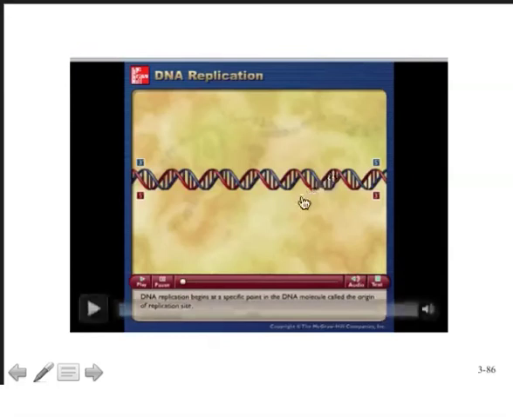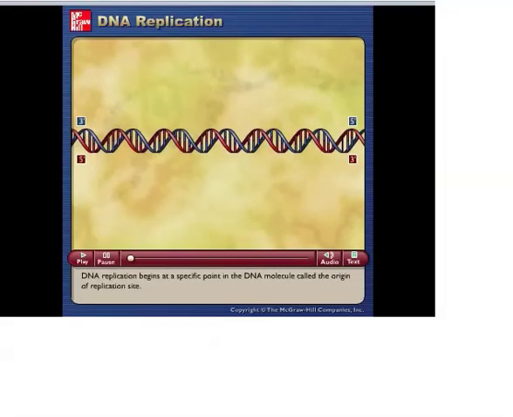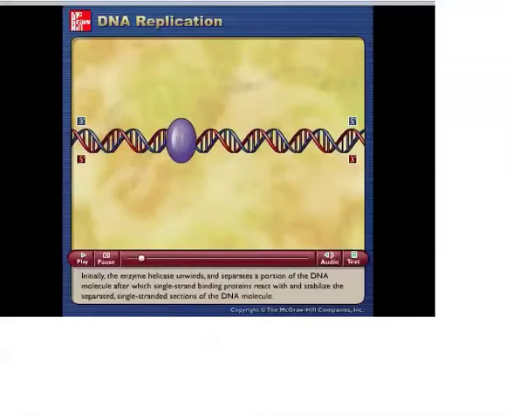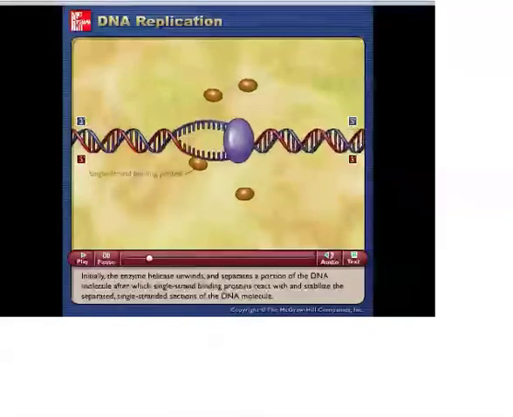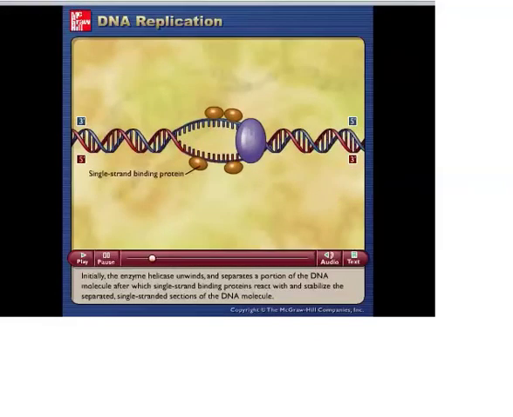This mechanism is called semi-conservative DNA replication because half of the DNA molecule is conserved from the original molecule. And here's a look at DNA replication, just another view with basically the same process. Replication begins at a specific point in the DNA molecule called the origin of replication site. Initially, the enzyme helicase unwinds and separates a portion of the DNA molecule, after which single-strand binding proteins react with and stabilize the separated single-stranded sections of the DNA molecule.